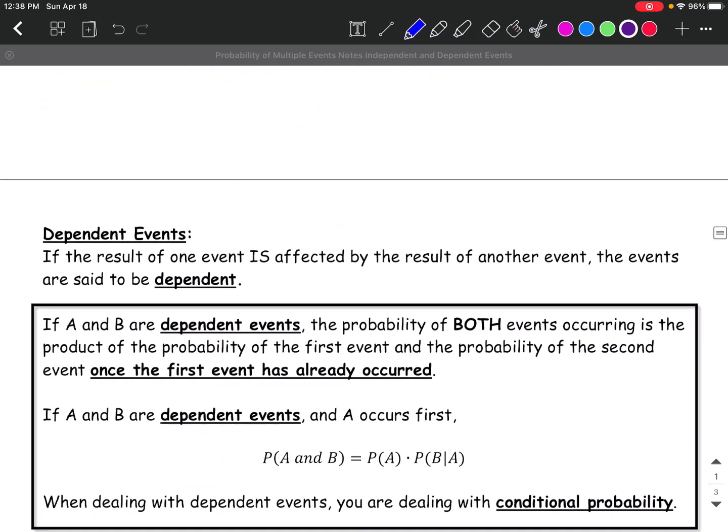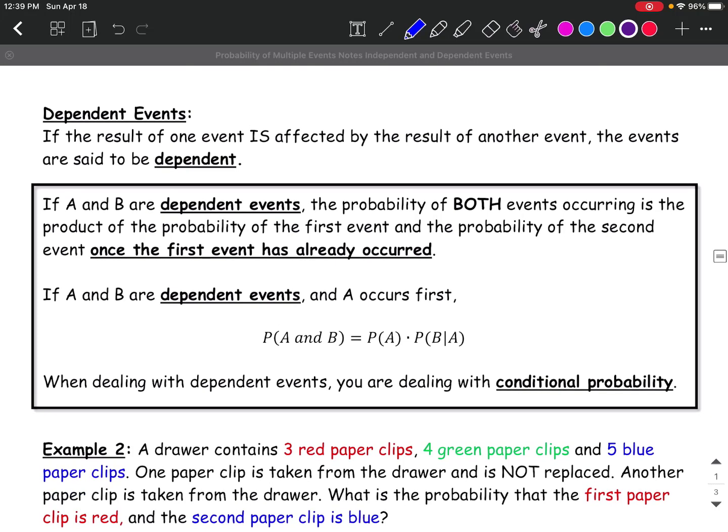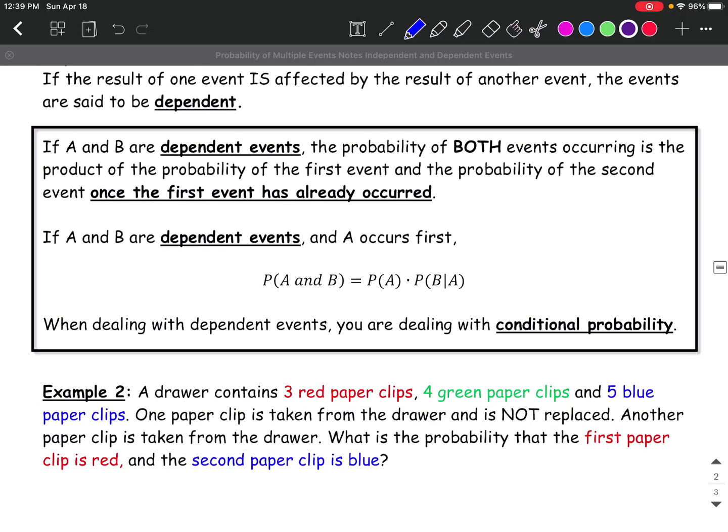Okay, so now let's talk about dependent events. So in dependent events, the result of one event is affected by the result of another event. Those are dependent events. If A and B are dependent events, the probability of both events occurring is the probability of the first event and the probability of the second event once the first event has already occurred, okay, because it's going to change.